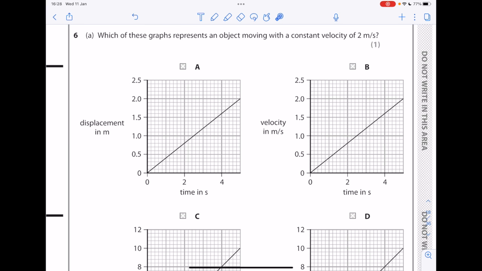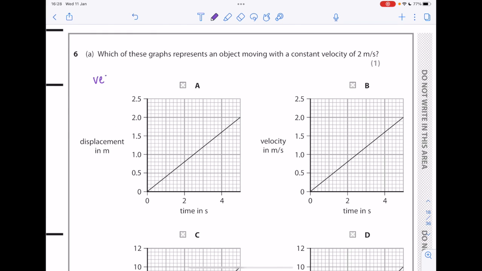Which of these graphs represents an object moving with a constant velocity of 2 meters per second? Velocity is given by displacement over time. So we can do that for the first graph here. Let's work out its gradient. So it becomes 2 divided by 5, which is 0.4. So that's why that's not the answer, because it's not 2.